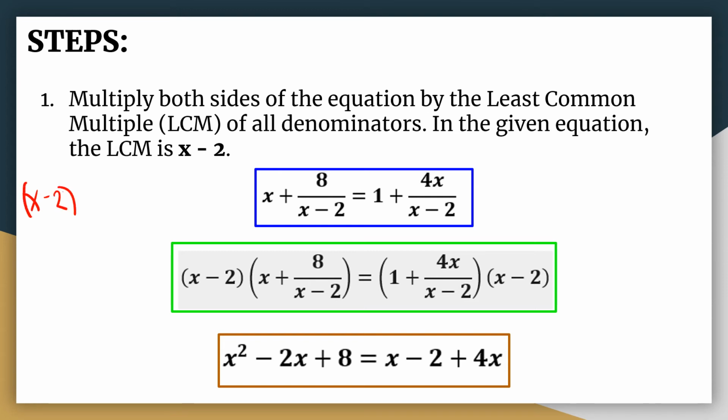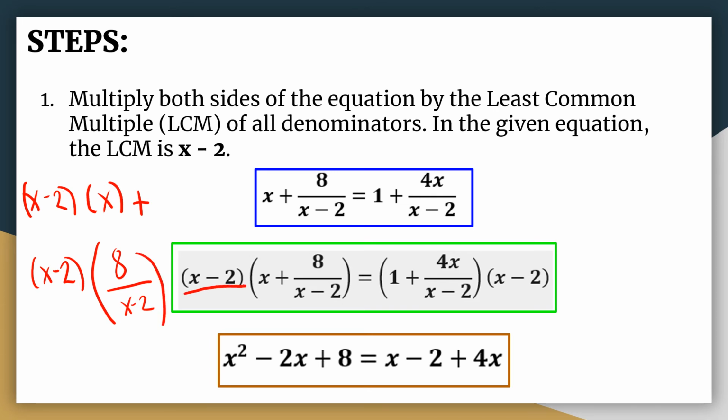First we have x minus 2. Going to solve this little by little, times x plus x minus 2 times your 8 over x minus 2. I just simply distributed this x minus 2 to x and your 8 over x minus 2 so that we can see the solution. So first, multiply this by distributive property.